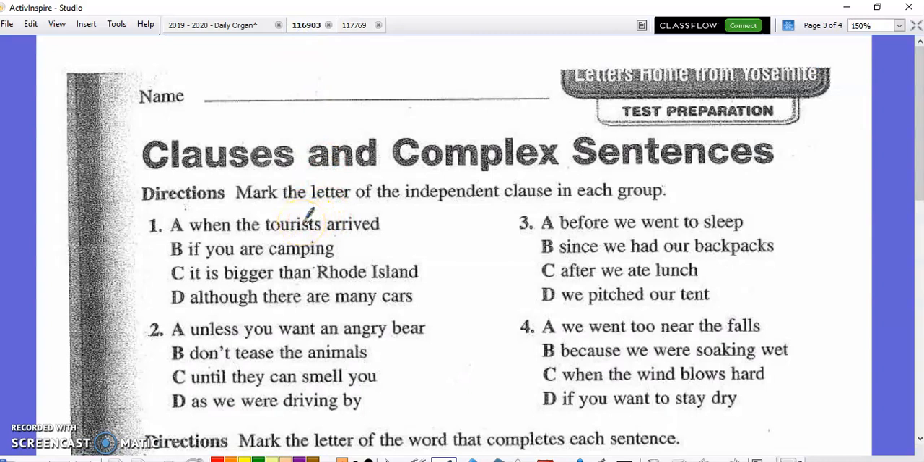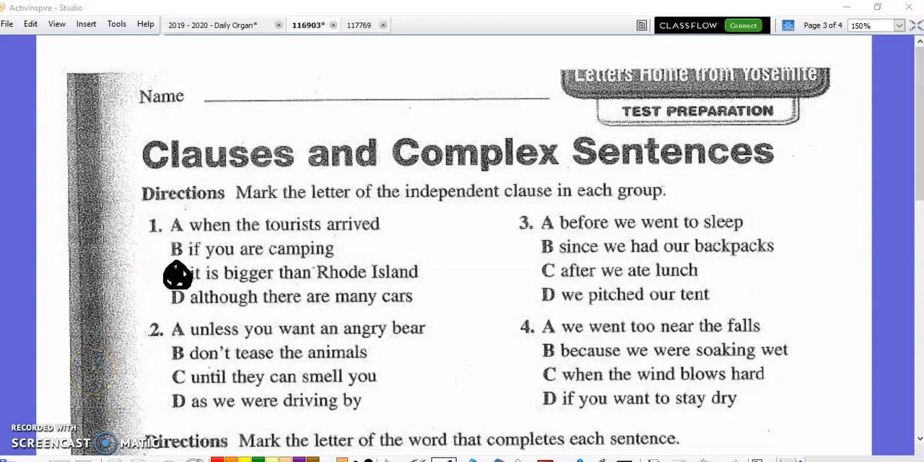First, in the first 4 problems, the directions are mark the letter of the independent clause. Remember, that means it can stand alone and it should make sense. Let's start with number 1. Which of these 4 are independent clauses? When the tourists arrive, which is A. If you are camping, B. It is bigger than Rhode Island, C. Or although there are many cars, D. Please pick one now.